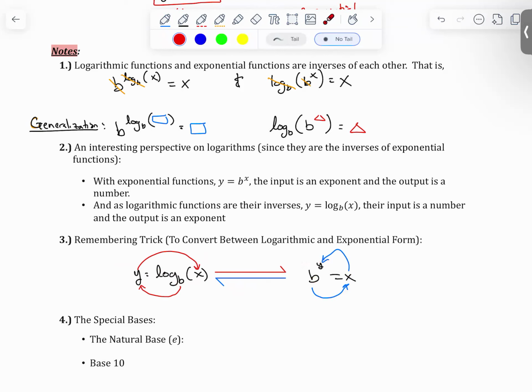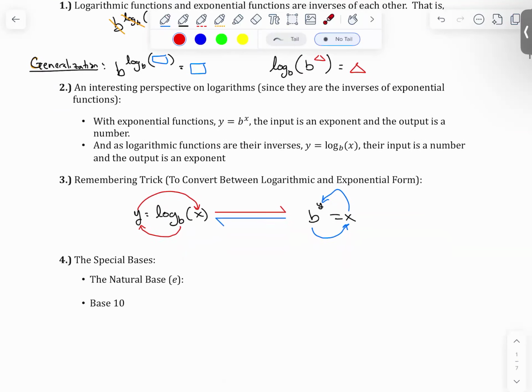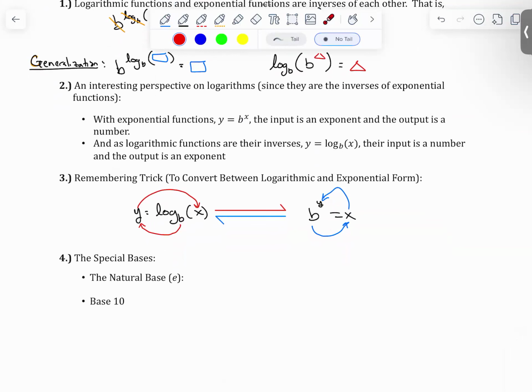So you can convert between the two forms with this little trick. Start with the base, move across the equal sign, and then back over it. That will always work, and it's a very, very useful tip to know. Then the last little note is about the two special bases.